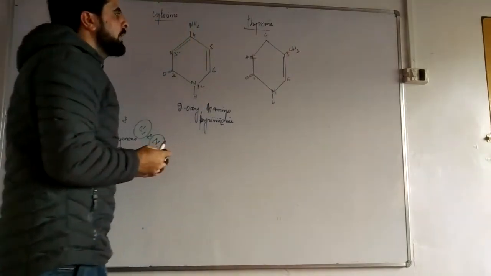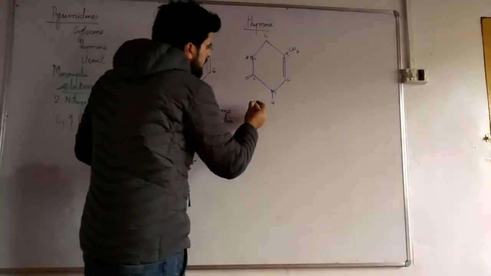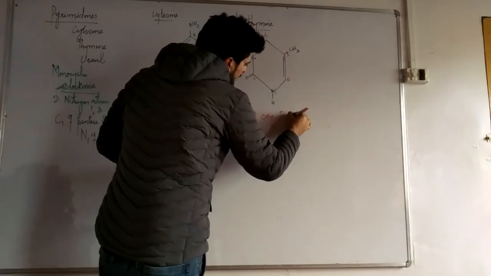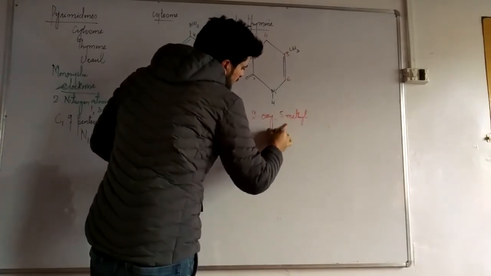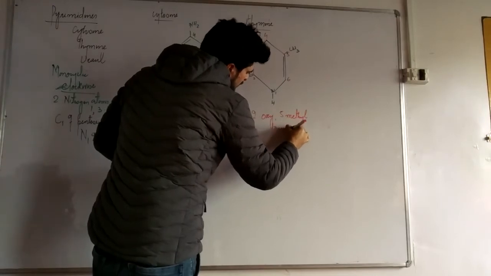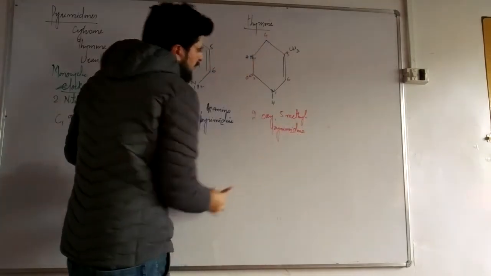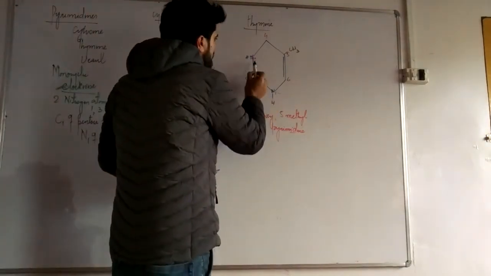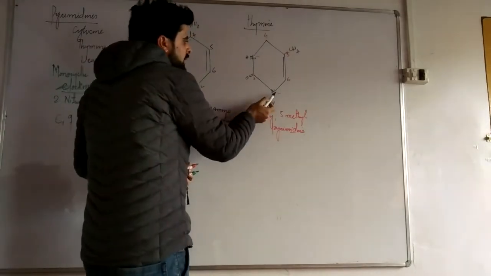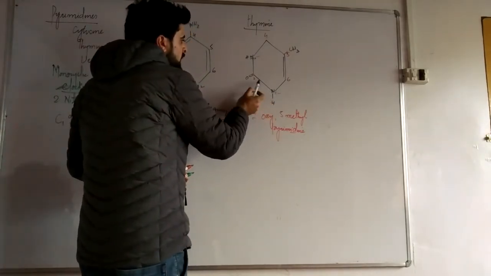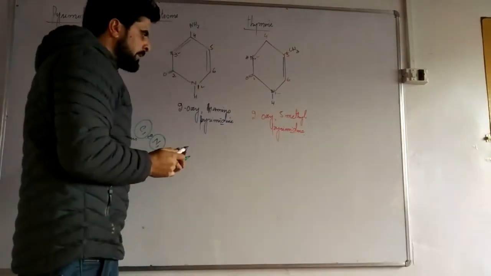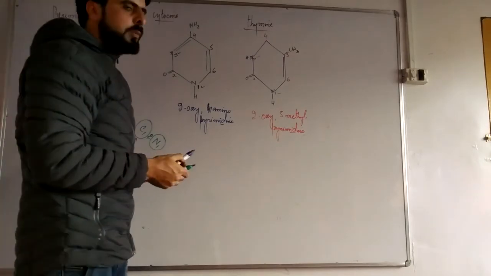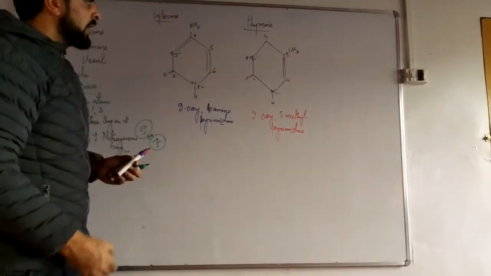So this is our thymine, and its name can be 2-oxo 5-methyl pyrimidine. For the numbering, we have a nitrogen at position 1 and a nitrogen at position 3, and numbering is in the clockwise direction: 1, 2, 3, 4, 5, and 6. That's why at position 2 we have an oxo group and at position 5 we have a methyl group. We can call it 2-oxo 5-methyl pyrimidine.